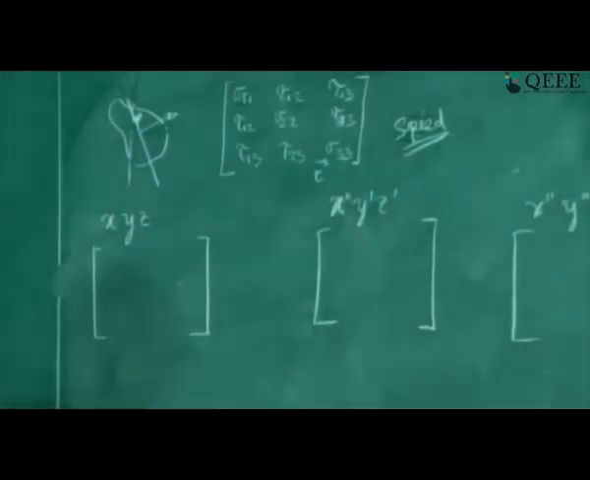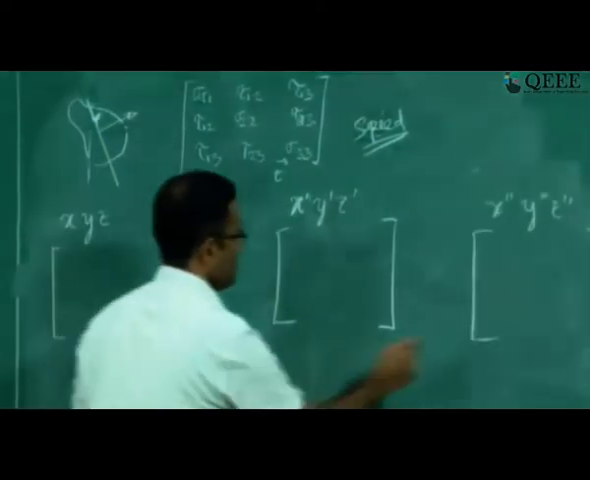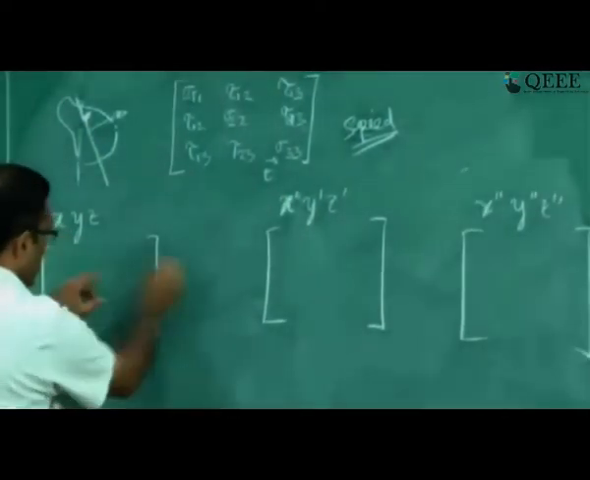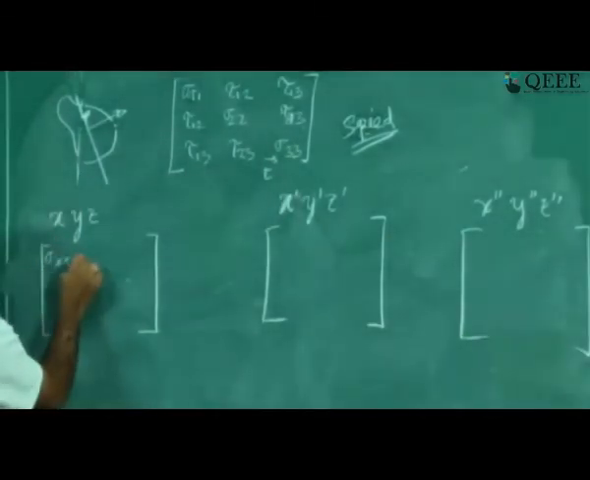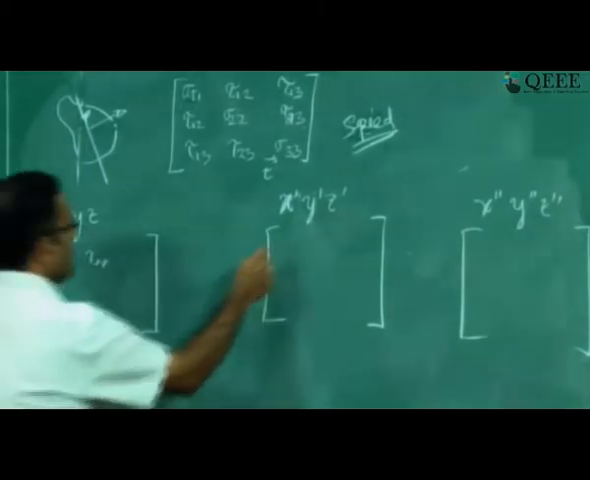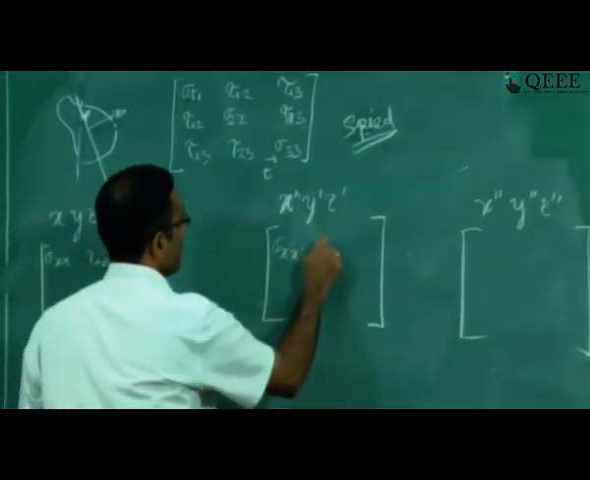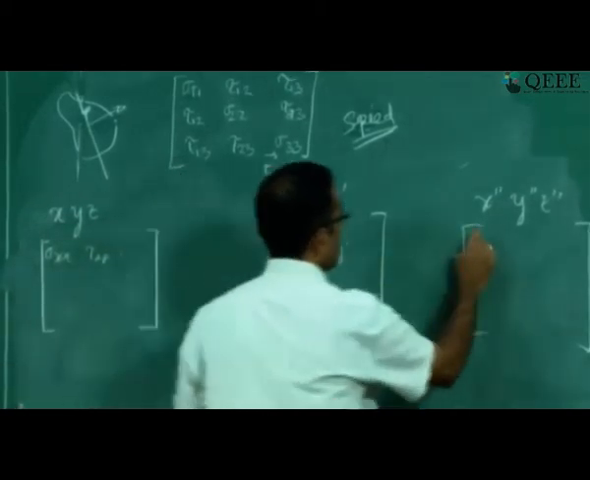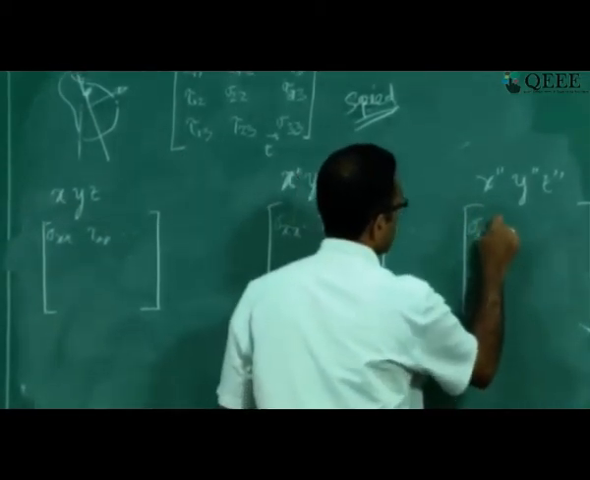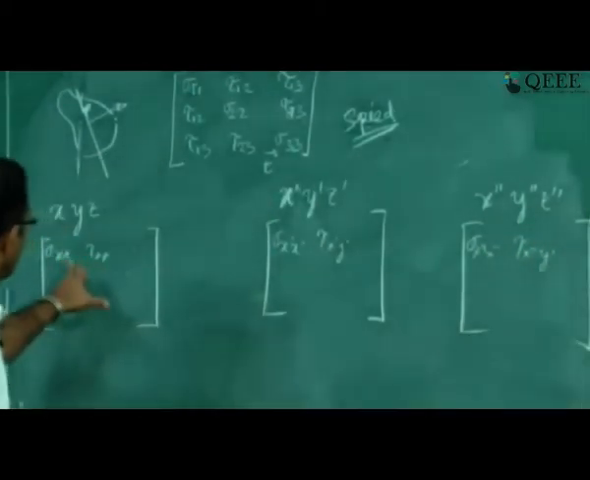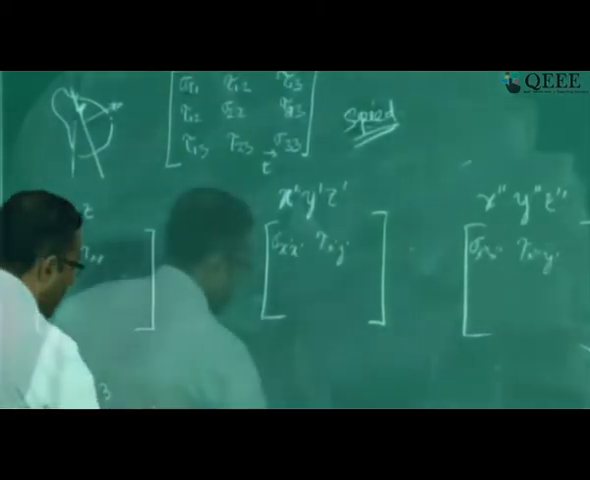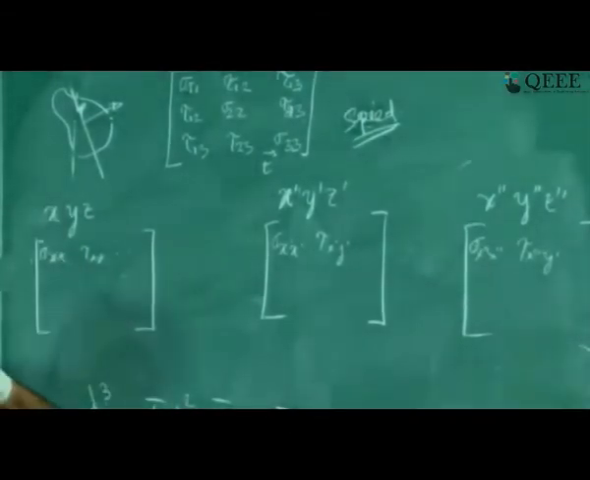What it means is, for each of these stress tensors, each of them has different numbers. Sigma 11 will be sigma xx, tau xy and so on. This will be sigma x dash, tau x dash y dash and so on. This will be sigma x double dash, tau x double dash y double dash and so on. For each, the numbers are all different, but when I write down the characteristic equation, they will all have the same values for I1, I2 and I3.